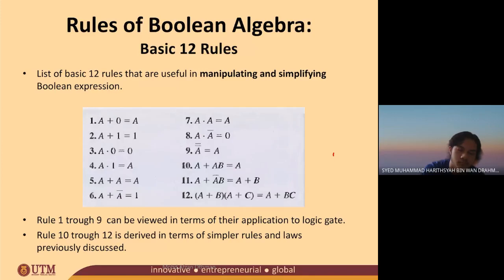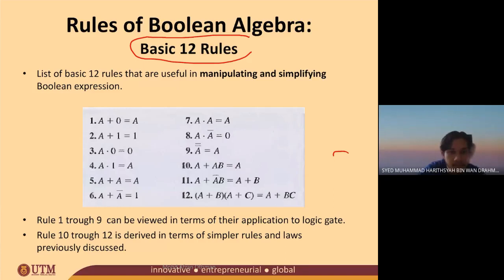So in order to manipulate the Boolean algebra so that you can reduce the number of gates being used in your circuit design, you need to refer to these basic rules. For Boolean algebra, you have these basic 12 rules. Rules number 1 to 9 are the easy ones because they're just based on the basic logic gates. But for 10 to 12, you need to do some derivation.